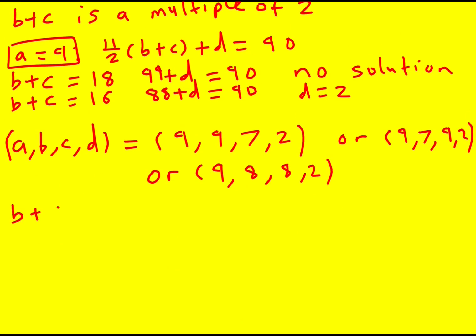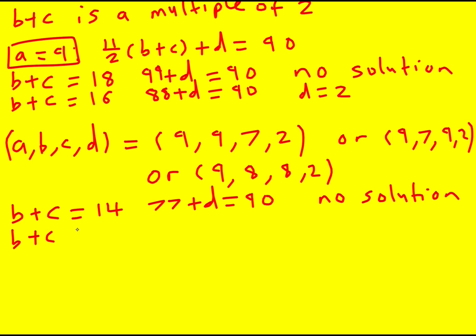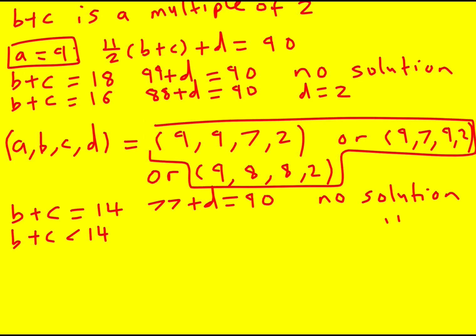Let's finally take a look at, I say finally because I know what's coming up. B plus C is 14. Then we're going to get 77 plus D equals 90. So no solution here either. And B plus C less than 14, we're going to get no solution as well. Right, so that is it. I'm going to actually put a box around these. That is it for A equals 9.